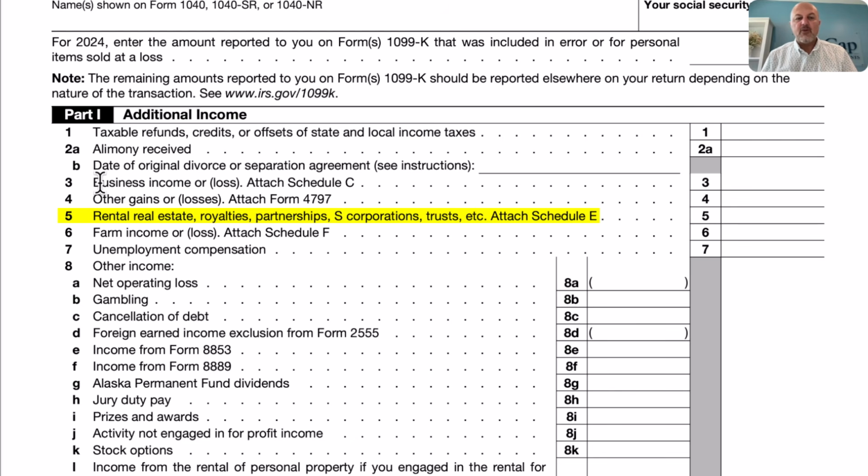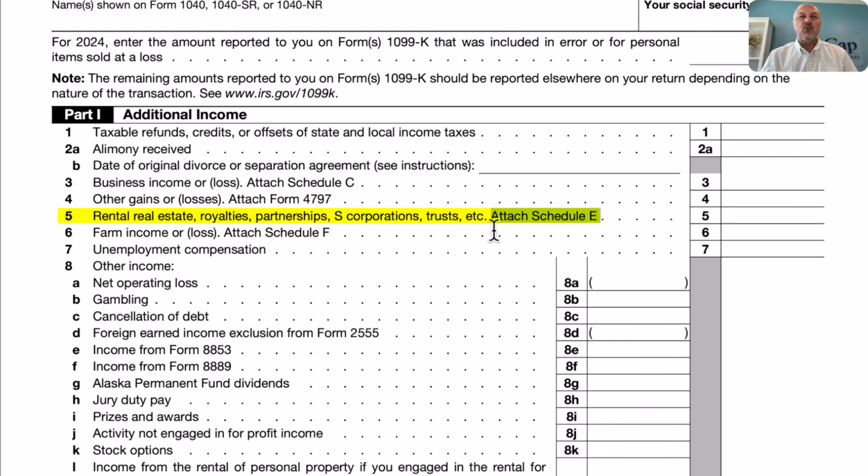And let's assume that you have 2 rental properties, and in these 2 rental properties, you're going to report them separately, as you see on Schedule E right here. Just like we did for Schedule C for sole proprietor income, we're going to report all rental real estate, partnerships, and S corporations on a separate schedule called Schedule E.